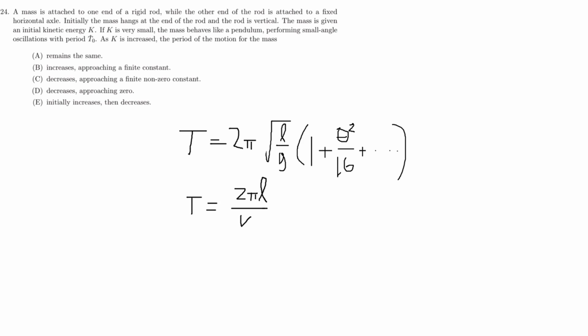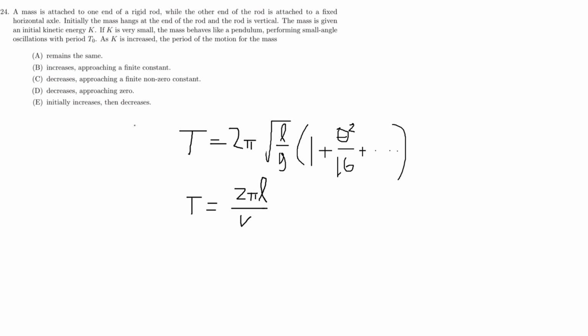The mass is given an initial kinetic energy K. If K is very small, the mass behaves like a pendulum, performing small angle oscillations with period t0. As K is increased, the period of the motion of the mass: A, remains the same; B, increases, approaching a finite constant; C, decreases, approaching a finite non-zero constant; D, decreases, approaching zero; E, initially increases, then decreases.